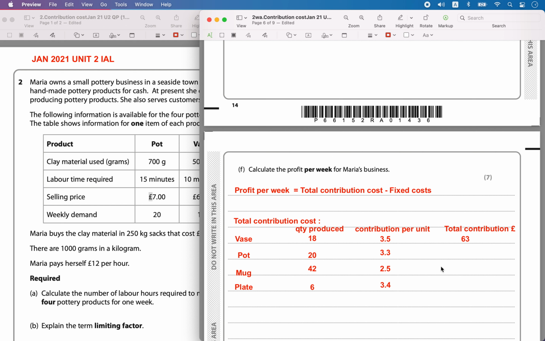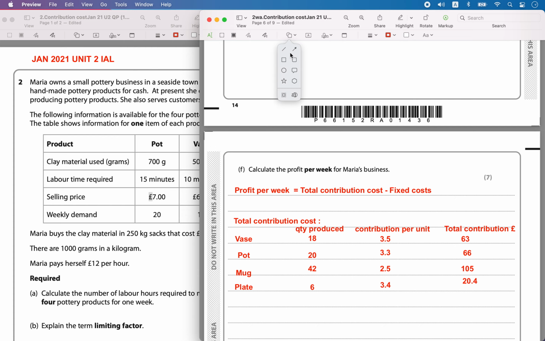Okay, then 20 into 3.3, that is equal to 66 pounds. Then 42 into 2.5, that is equal to 105 pounds. Then we have 6 plates into 3.4, that is going to be equal to 20.4.